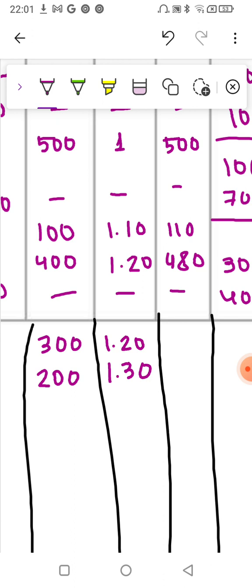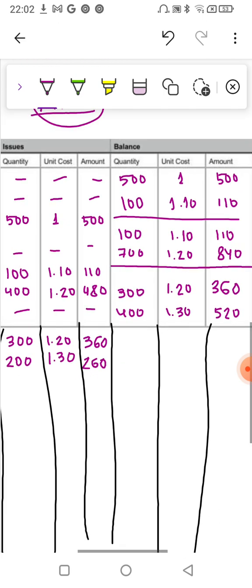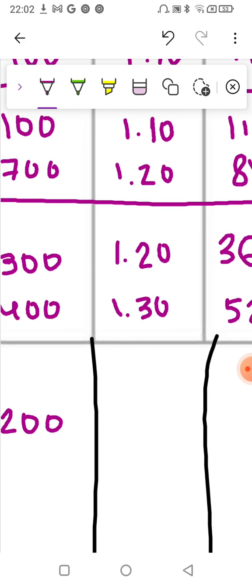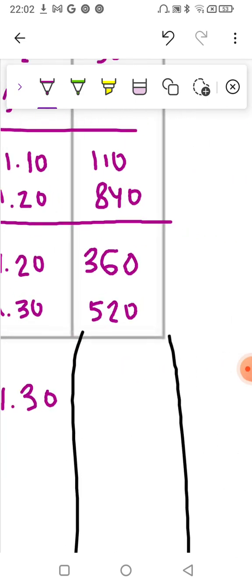Let's multiply it. So we get 300 into 1.20, 360, which we are going to write down here. And next, 200 into 1.3, 260. We are going to write it down over here. After this is done, you see this 300 is over. This is done, gone. So the next 200 is gone from here. So 400 is no more 400. What remains over here in the balance is 200 of the 1.30 category, which will be 260.